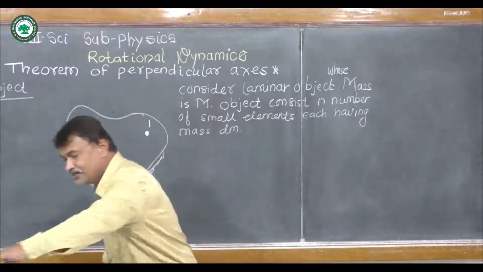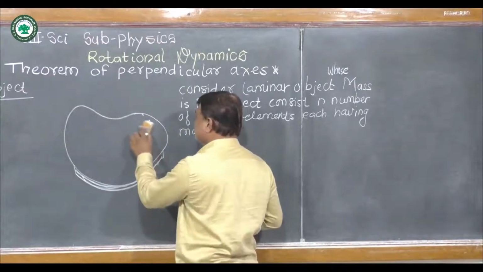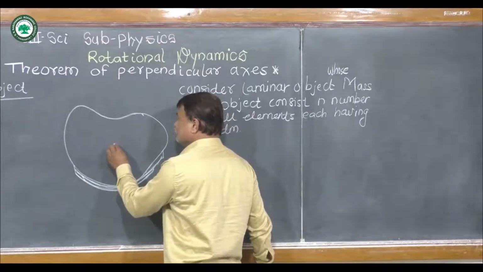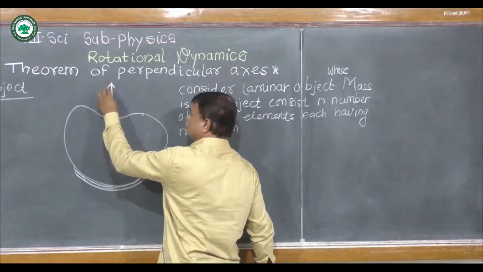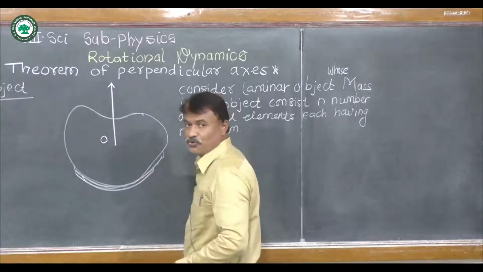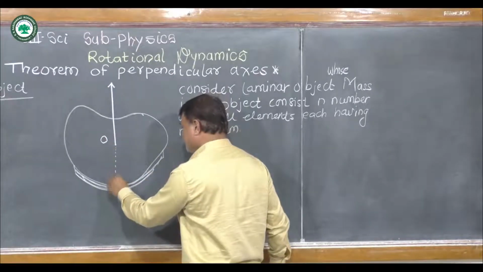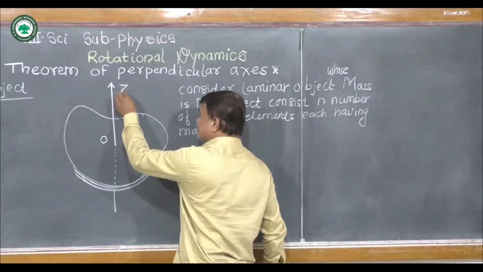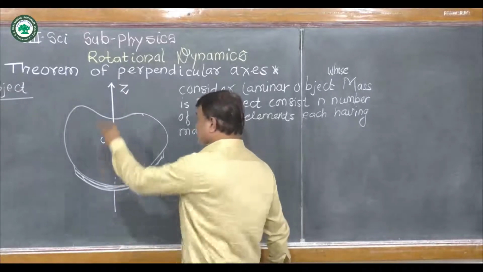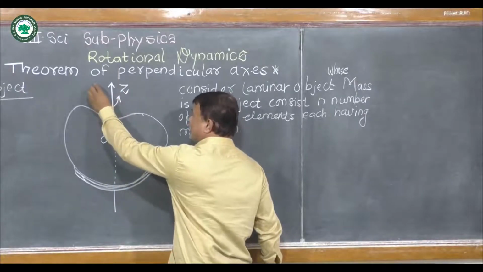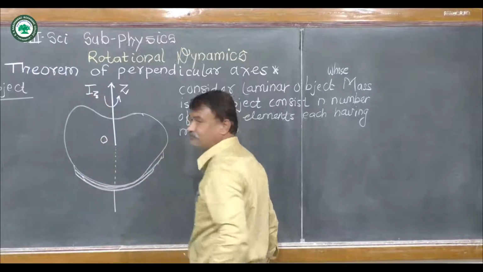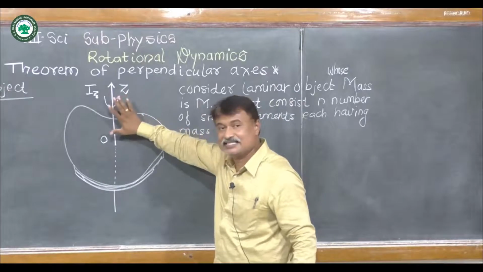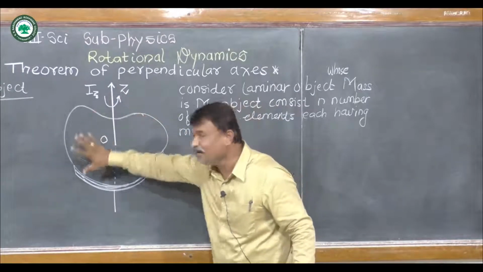Now if we consider this lamina or laminar object is rotating about a perpendicular axis which is passing through the point O. This is the point O through which this laminar body is rotating, and if we consider this is the Z axis, then its moment of inertia is given by Iz. Remember that this Z axis is perpendicular to the plane of the lamina.